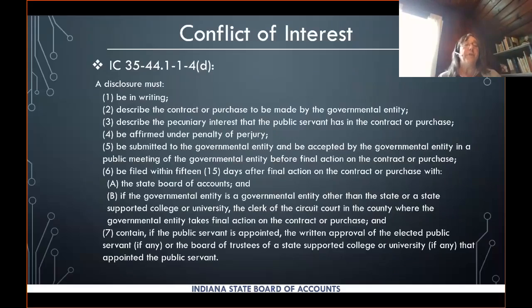You are affirming under penalty of perjury, and that you are submitting to the governmental entity and accepted by the governmental entity. You've disclosed this to the governing board, so everyone is aware of this before this action takes place.